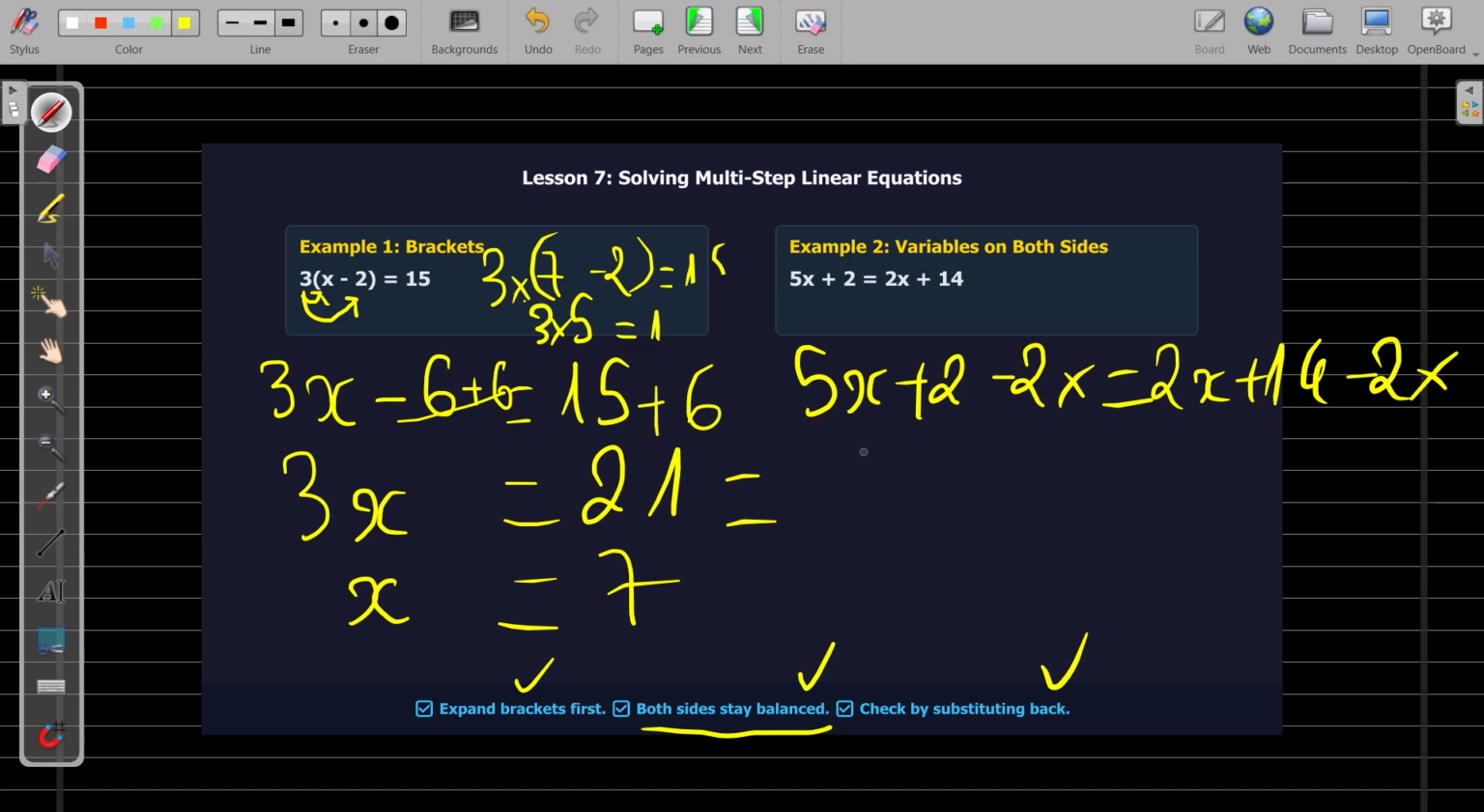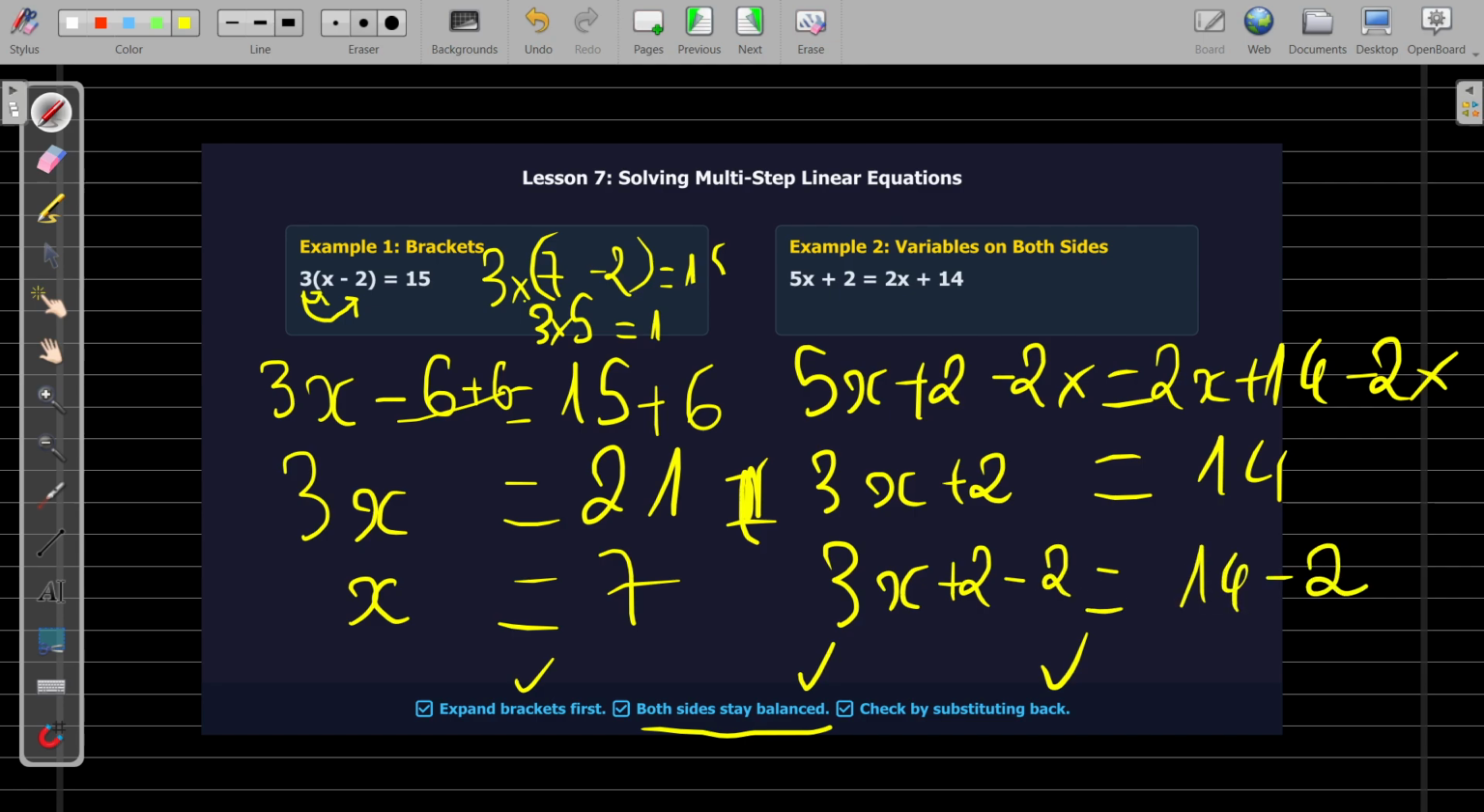5x minus 2x will give us 3x plus 2. This is the left hand side. Plus 2x minus 2x will be 0. Cancel them out. This will be 14. And so we have the same situation that happened in our first example where we have this minus 6 here with 15. Now we just need to do somewhat the same thing with this. So we have plus 2, we need to minus 2 to cancel out the 2 and do it for both sides. So 3x plus 2 minus 2, 14 minus 2.